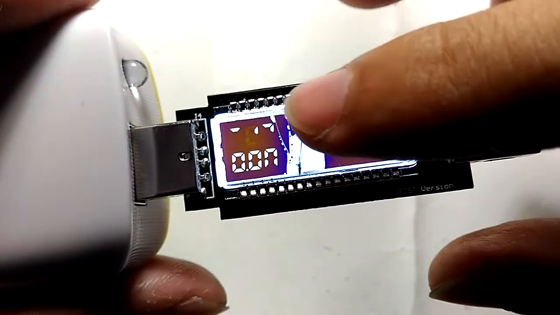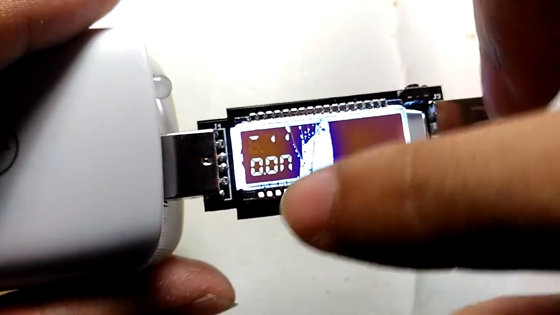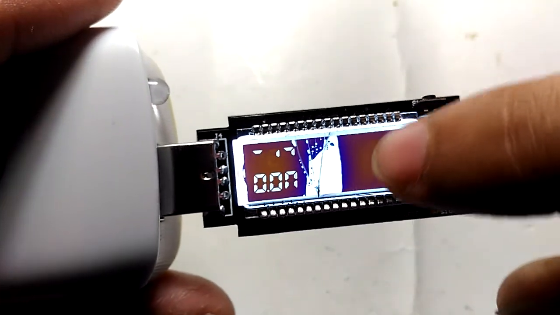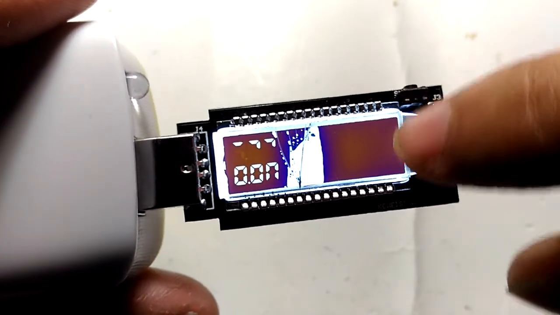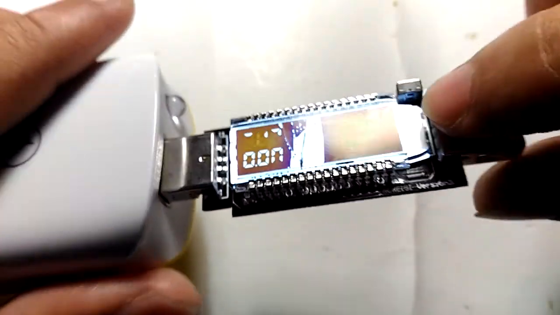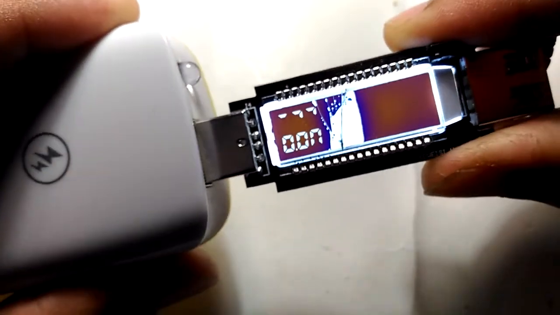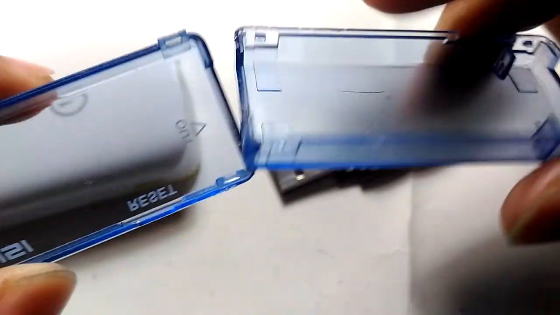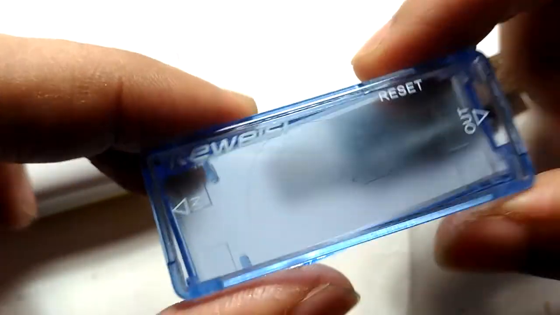That's it, that's a crack right there. So this was supposed to be the voltage, this was supposed to be the current, and the time and the power is broken anyways. So yeah, that's it. This is the outer casing that it uses. It's a nice little case here.